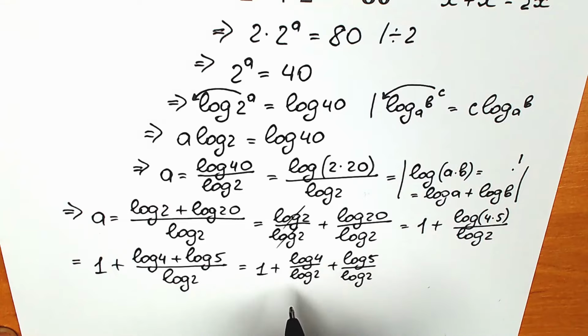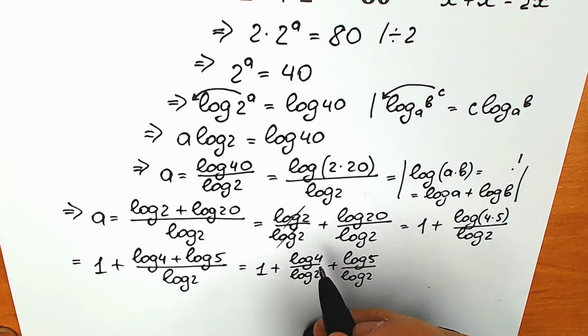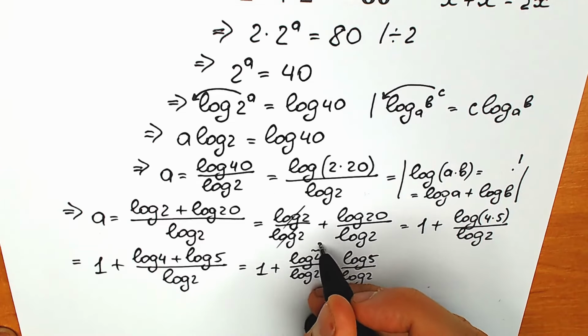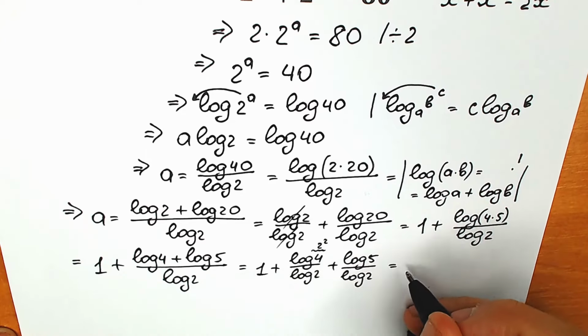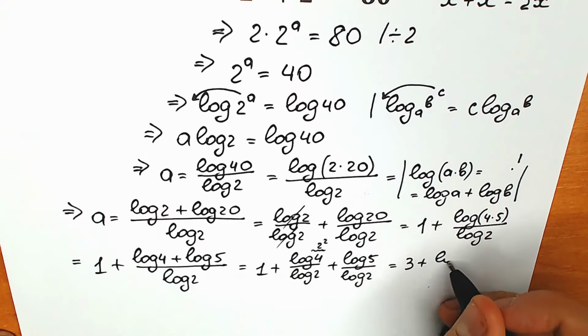Right here, really important moment, because this expression we can easily write as log 2 to the power 2, or 2 log 2. Okay, so this 4 can be written as 2 squared, and this 2 we can write in front of it and cancel the log 2 with this denominator. So as a result, we have 2 right here. 1 plus 2 equal to 3. So we have 3 plus log 5 over log 2.